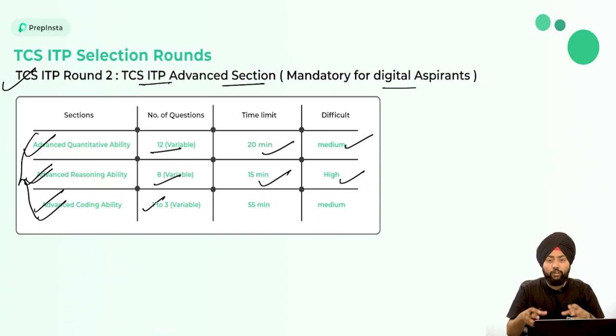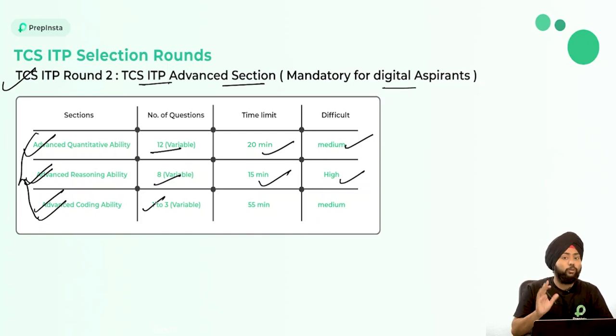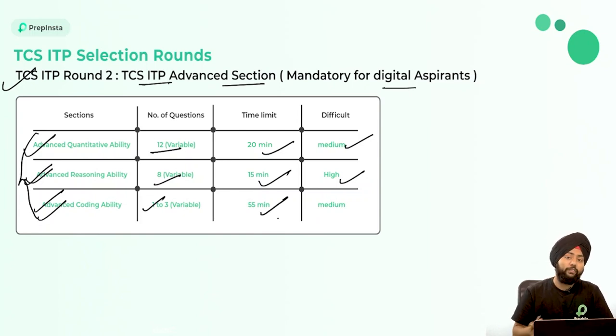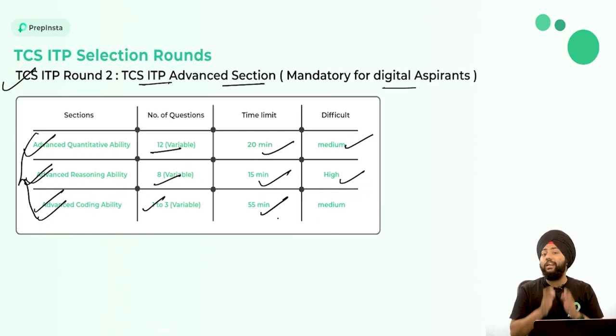This will be the bracket of, I can say, maybe one or two or three. So you should be prepared in your head already that we'll get coding questions of at most three or at least one. Time limit will be 55 minutes. So as you can see, they have given 55 minutes for this advanced coding section.